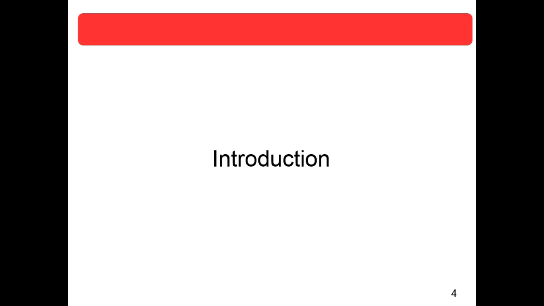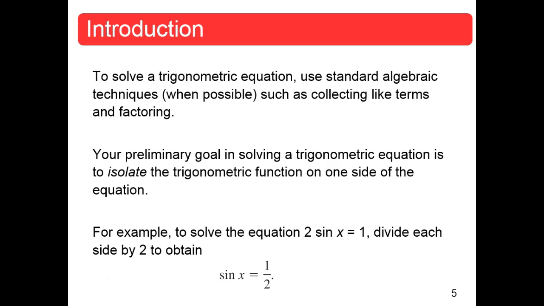And the introduction here states that to solve a trigonometric equation, and these are conditional equations, by the way, not identities, we'll use the standard algebraic techniques when possible, such as collecting like terms, factoring, doing all the things we did with variables, we'll do with the trig functions. Your preliminary goal in solving a trigonometric equation is to isolate first the trig function on one side of the equation. Then we'll solve for the variable by doing an inverse.